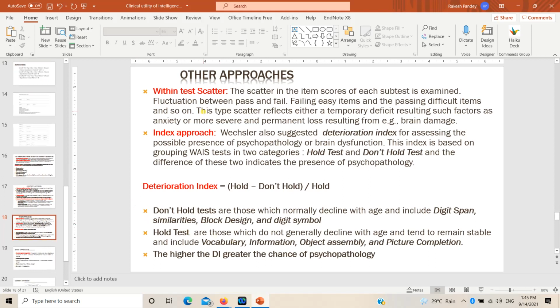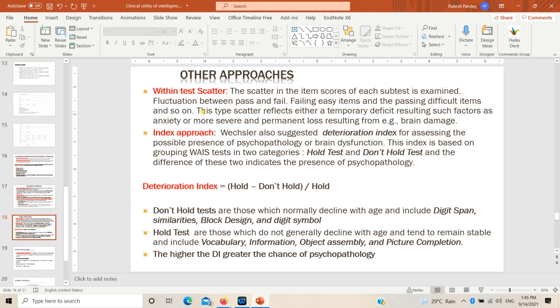The within test scatter is the difference in the performance on different items. Most of the intelligence tests are arranged in such a way that more difficult items will come later and easier items will come first. But suppose an individual is failing on easy items but passing on difficult items. This is not the usual and normal pattern.